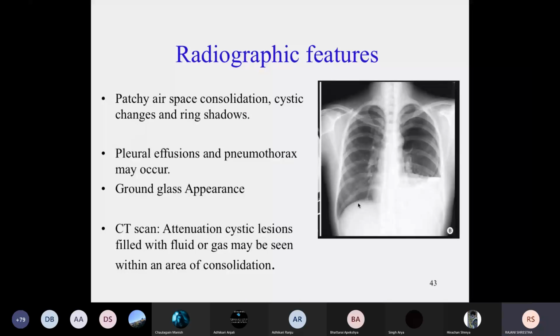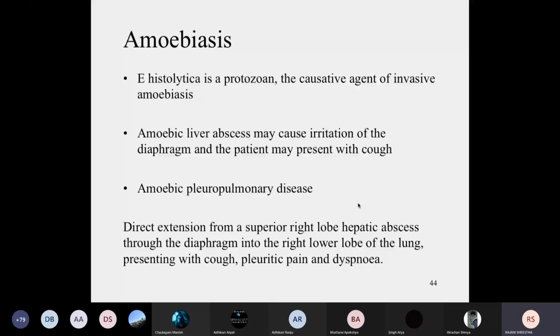So another parasite that leads to pneumonia is Entamoeba histolytica. Mainly it leads to liver abscess, and when these abscesses are not treated on time, it may extend towards the lungs through irritation of the diaphragm, and it may spread the infection to the lung as well. So the patient might present with cough, high grade fever, shortness of breath.